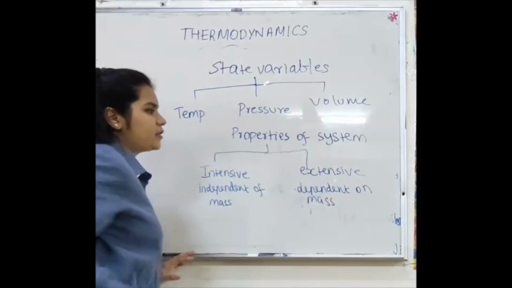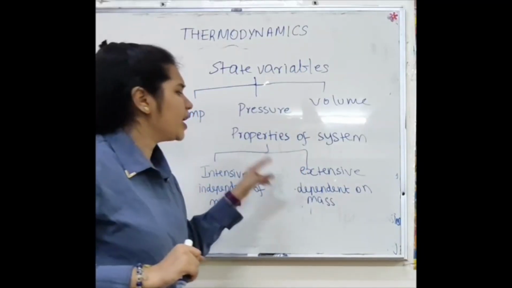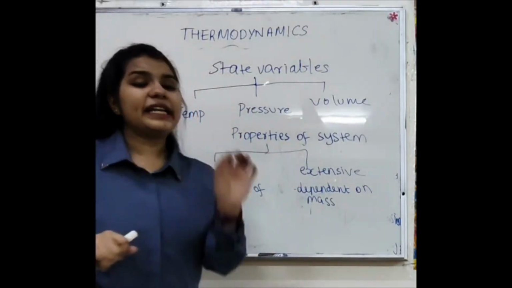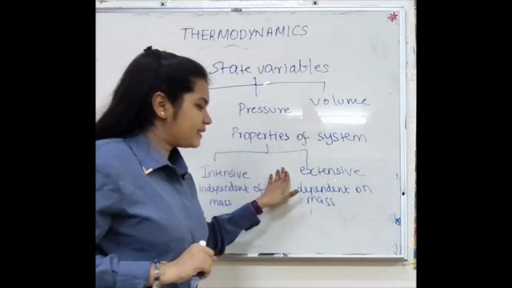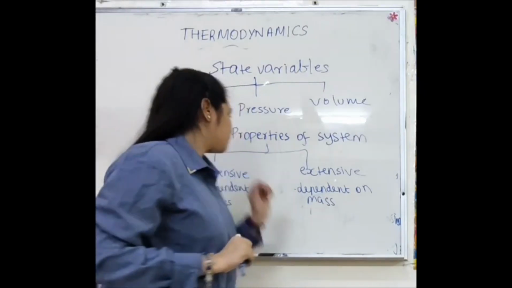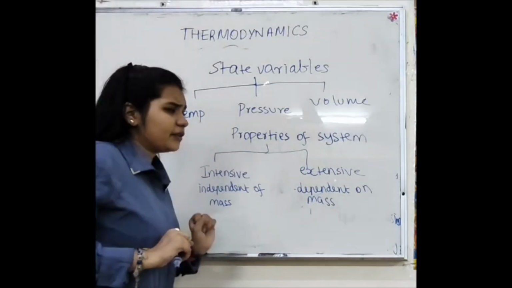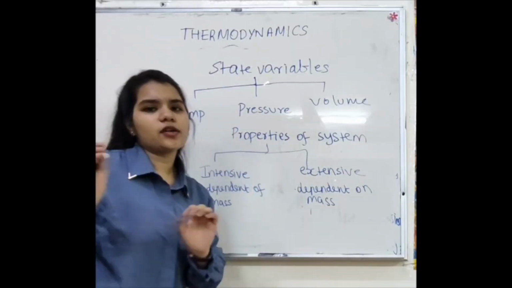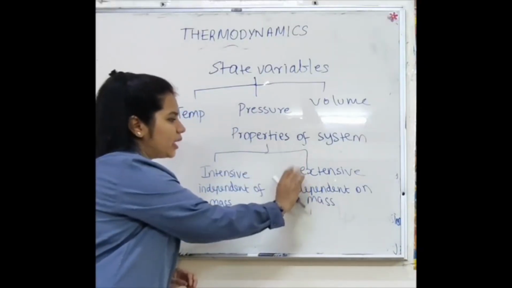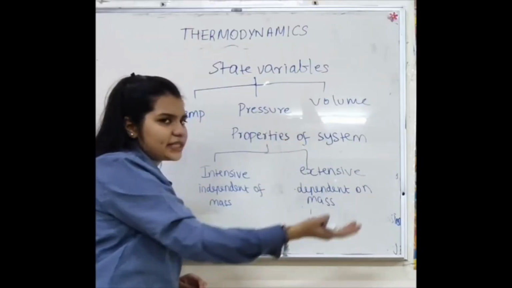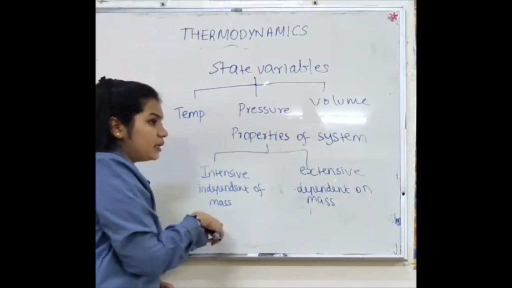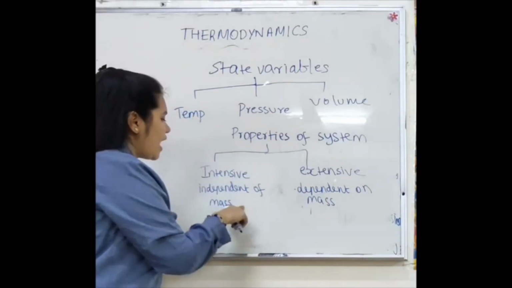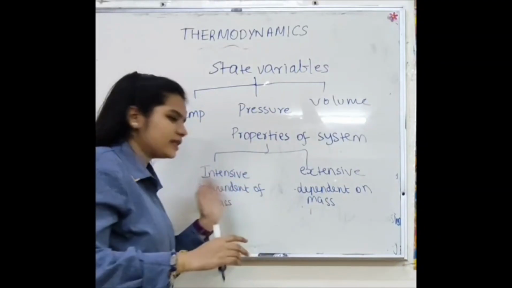Next is the properties of system. Properties of system are divided into two types: intensive and extensive. Intensive are independent of mass. Extensive is dependent on mass. If I'm going to double or halve or change the size of the quantity, what happens is that it will remain the same. That is intensive.